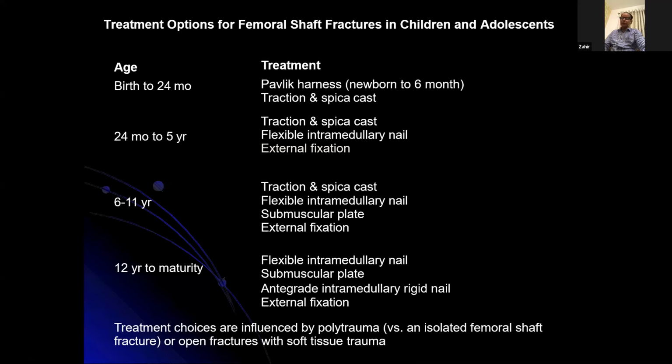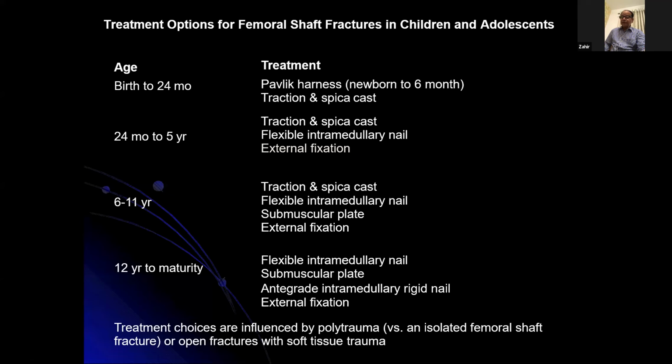Treatment options for femoral shaft fracture in children and adolescents: from birth to 24 months, that is from birth to 2 years, pelvic harness for newborn to 6 months, then traction and hip spica. From 2 years to 5 years, traction and hip spica cast, flexible intramedullary nailing, and external fixation in open cases.